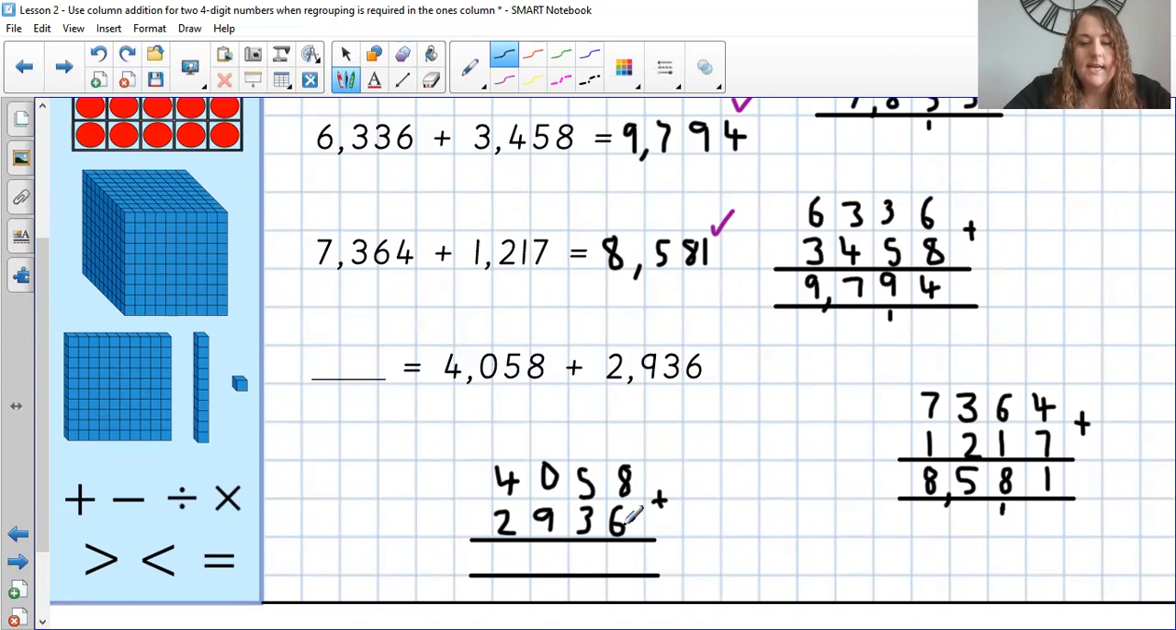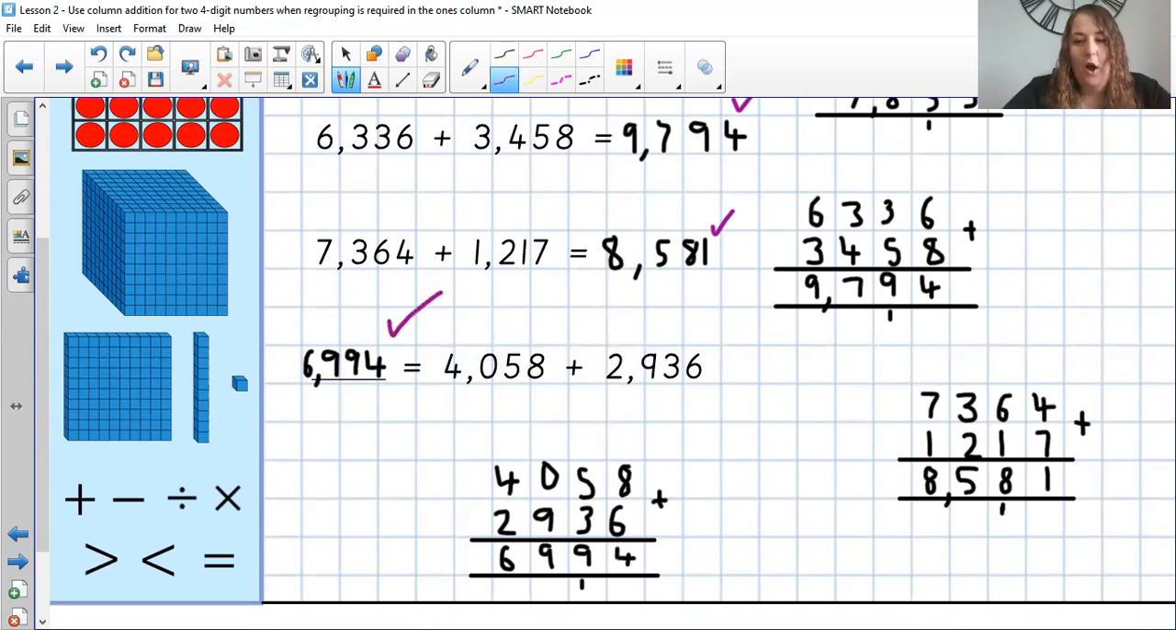So 8 add 6 is 14, 4 in the ones, and carry that 1 into our tens, because as Coco said, I've got 14 ones, which would be split into 1 10 and 4 ones. 5 add 3: 5, 6, 7, 8, add 1 is 9. 0 add 9 is 9, and 4 add 2 is 6. So if you had the answer 6,994, please give yourself a tick.